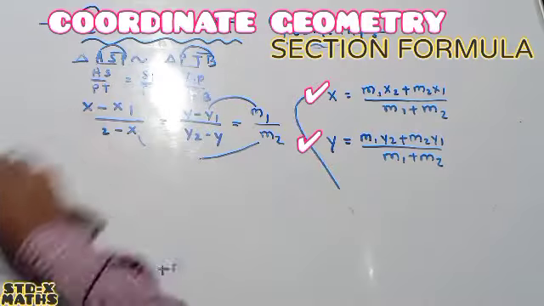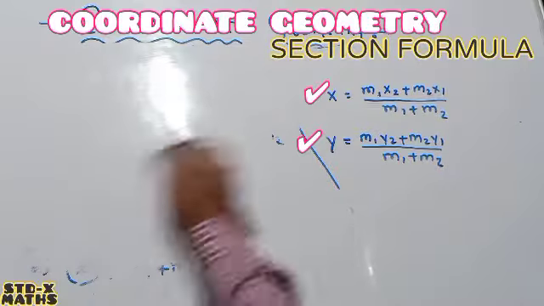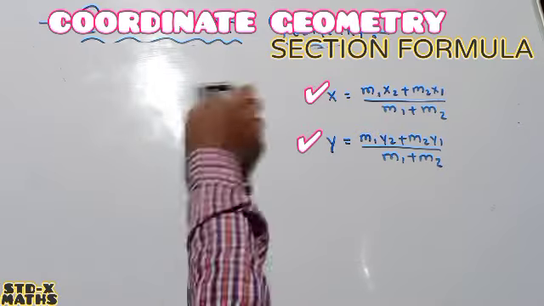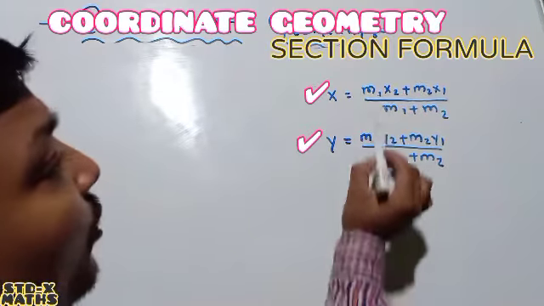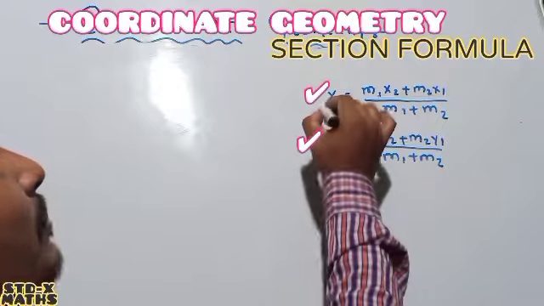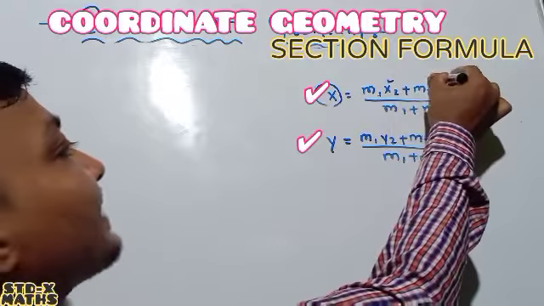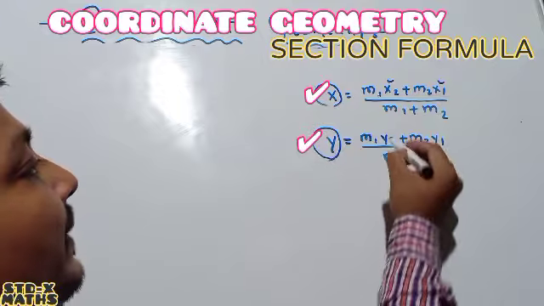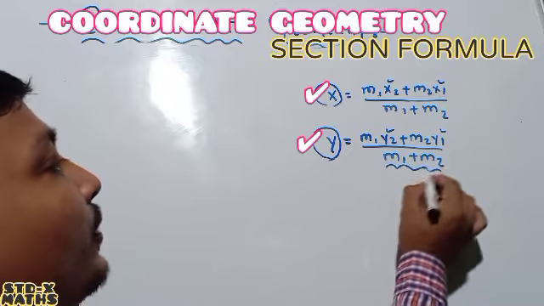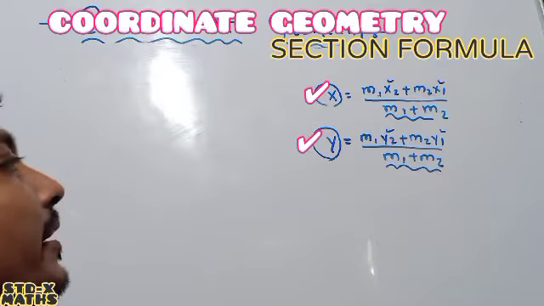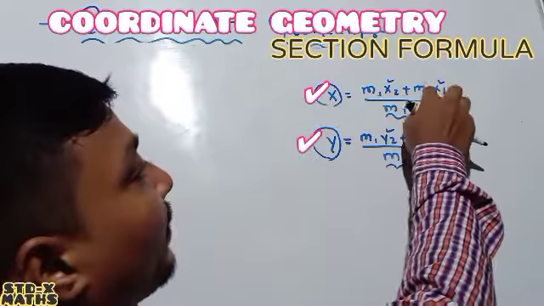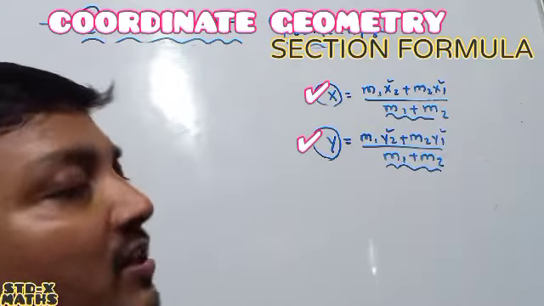See how to remember the formula. Whenever this one is 1, this one is 2. Whenever this one is 2, this one will be 1. And remember, whenever it is x here, it will be x there, and whenever it is y here, it will be y there. The common thing is that here it is M1 and M2, and here is the denominator, M1 plus M2. Remember: M1 x2, whenever it is 2, it is 1, and below is M1 plus M2.